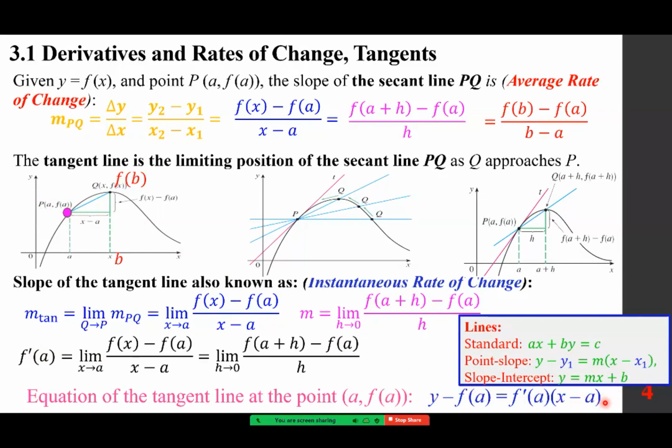Do I have to memorize that? Absolutely not. Just stick with the point-slope formula that you learned from elementary algebra. It'll do the job.